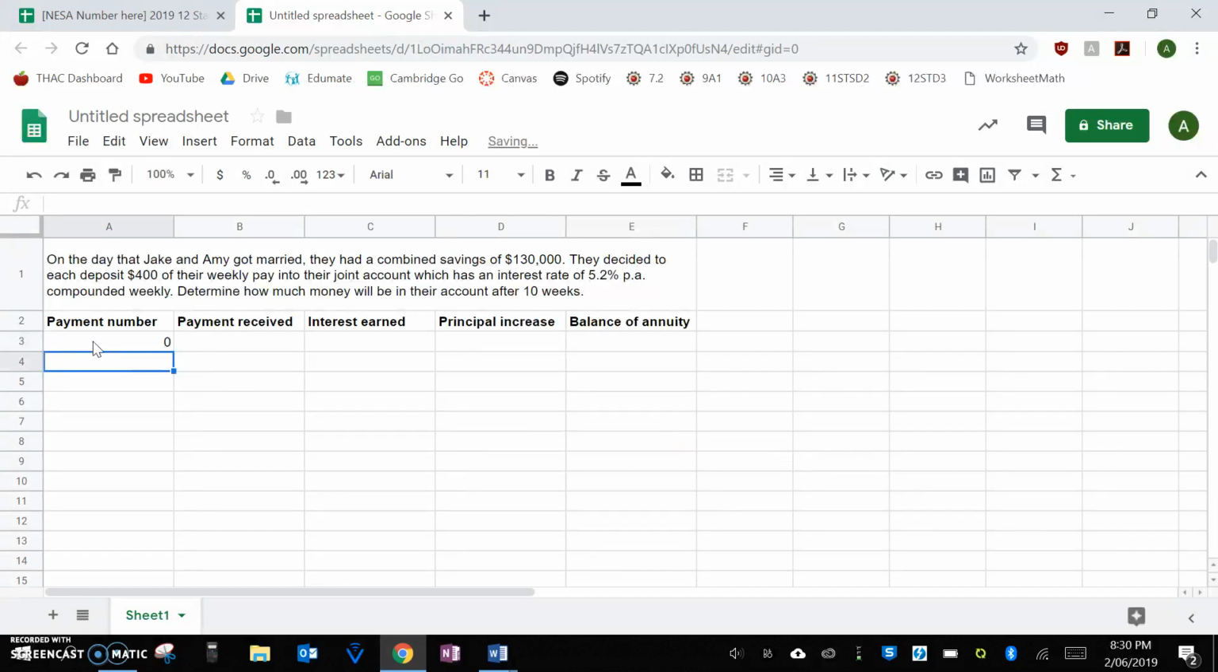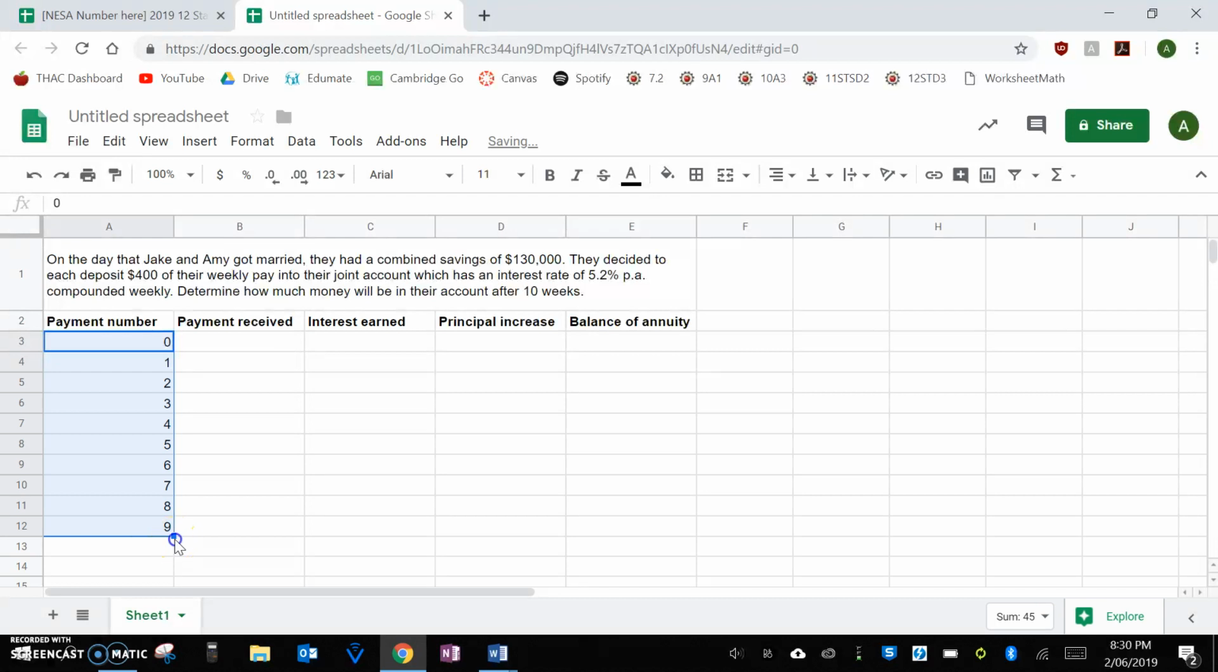So what we need to do is determine how many weeks we need. We need 10 weeks. So I'm going to go from 0 to 10. If you have more than 10 periods, then this is a shortcut you can use. Type 0 and 1. Drag your mouse to the bottom right hand corner until you see that plus sign. Click and drag down until you get the number you need. So I need up to 10.